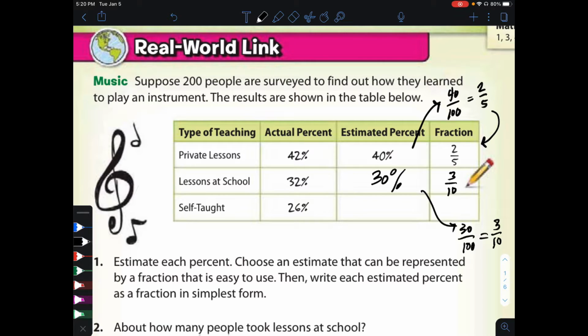Okay, the last one, self-taught, is 26%. We know it's also closer to 30%, but we also know that it's closer to 25%. And we know that 25% is 25 over 100, and we simplify this to become 1/4. Remember, a quarter is 1/4 of a dollar. So that's how we remember 25%, which is 1/4. Okay, so that is 1/4 right there. So these are the estimated percent and the estimated fractions of those percents.